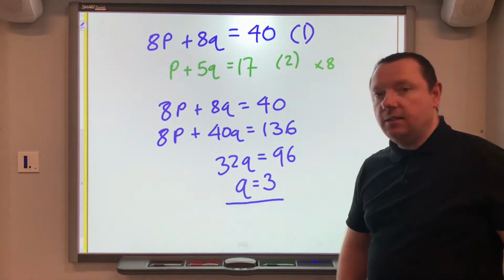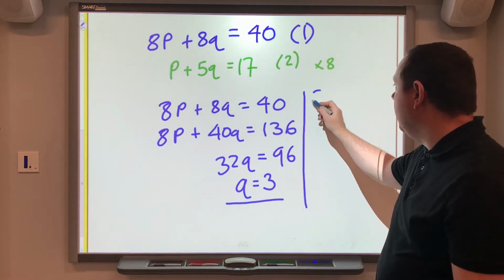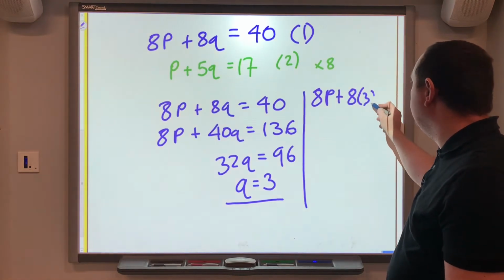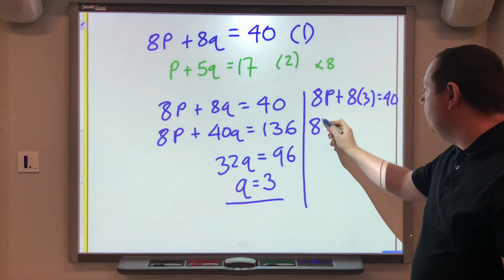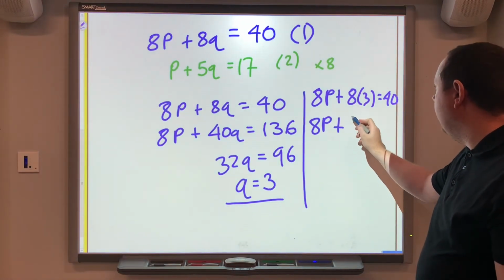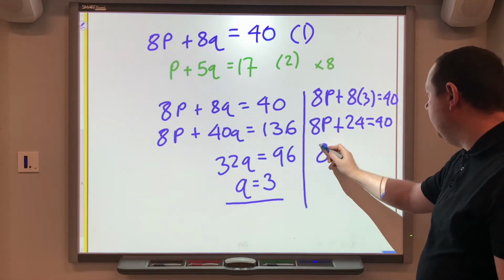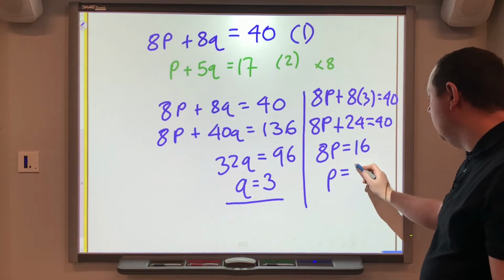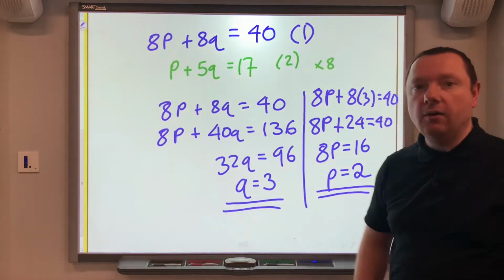Substituting that back in to get a value for p, if we look at equation 1, we've got 8p plus 8 times q, which is 3, equals 40. So 8p plus 24 equals 40. So 8p must equal 16. So p is equal to 2. And we've got both of our unknown values.